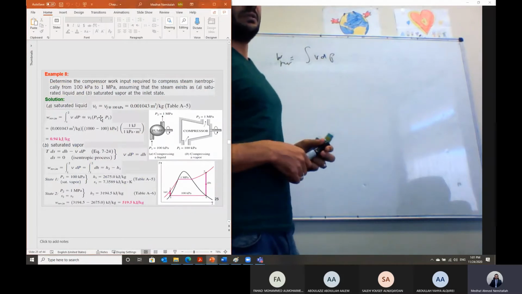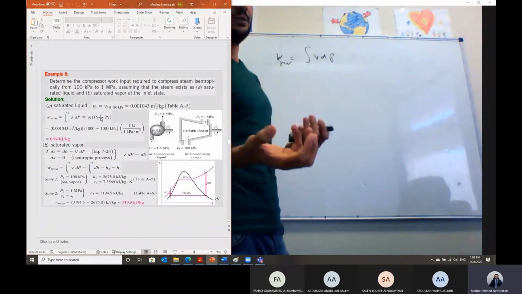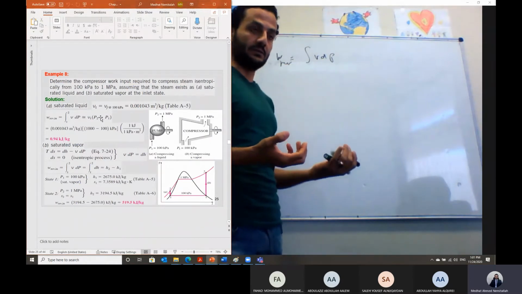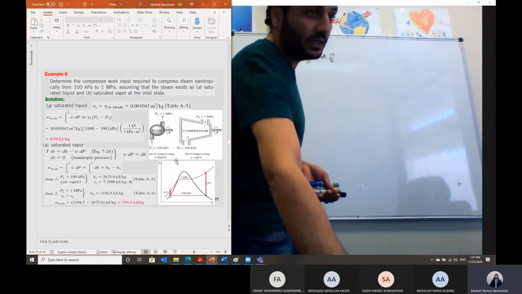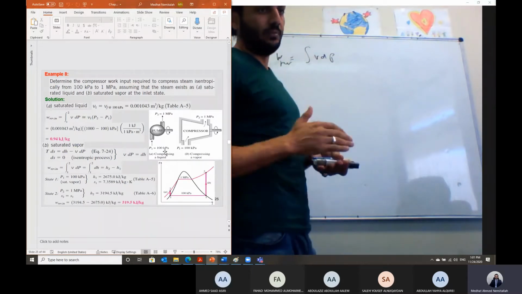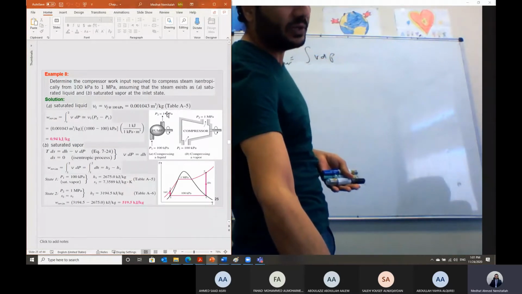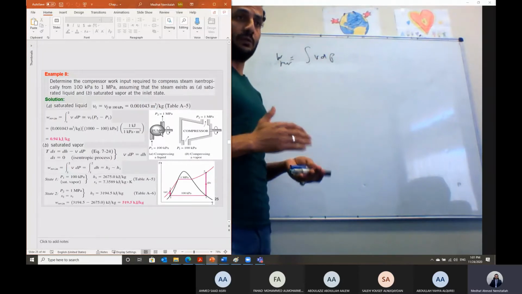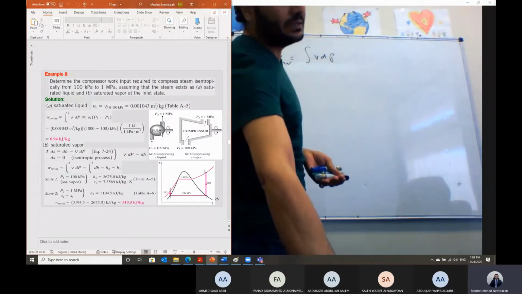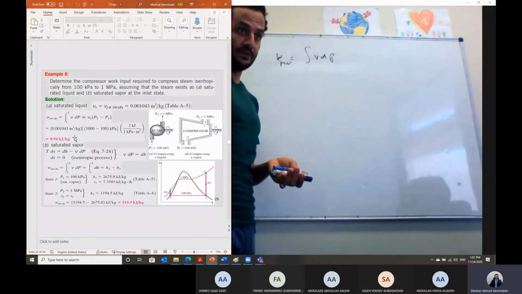And I gave you an example last time to see the difference between compressing liquids and compressing gases, in terms of the input power required. We said if we have steam and we compress it from 100 kilopascal to 1 megapascal, and it is in the liquid form, liquid water, and I use a pump, then the work will equal about 1 kilojoule per kilogram.